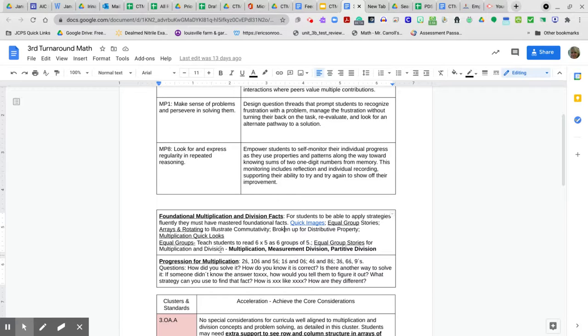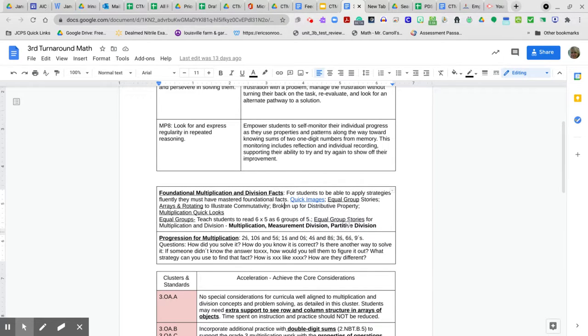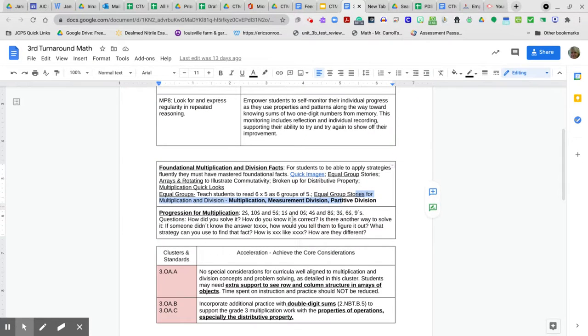Equal group stories, multiplication and division. And also notice this partitive division. Progression for multiplication is really important. So you're going to work with students to master those 2s, then those 10s, then the 5s, then the 1s, then the 0s, then the 4s, then the 8s, then the 3s, then the 6s, and then the 9s.